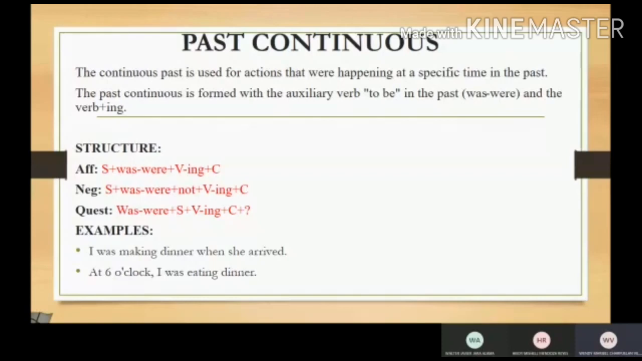Structure. Affirmative: subject plus was or were plus verb-ing plus complement. Negative: subject plus was or were plus not plus verb-ing plus complement. Question: was or were plus subject plus verb-ing plus complement plus question mark. Example: I was making dinner when she arrived. At 6 o'clock, I was eating dinner.